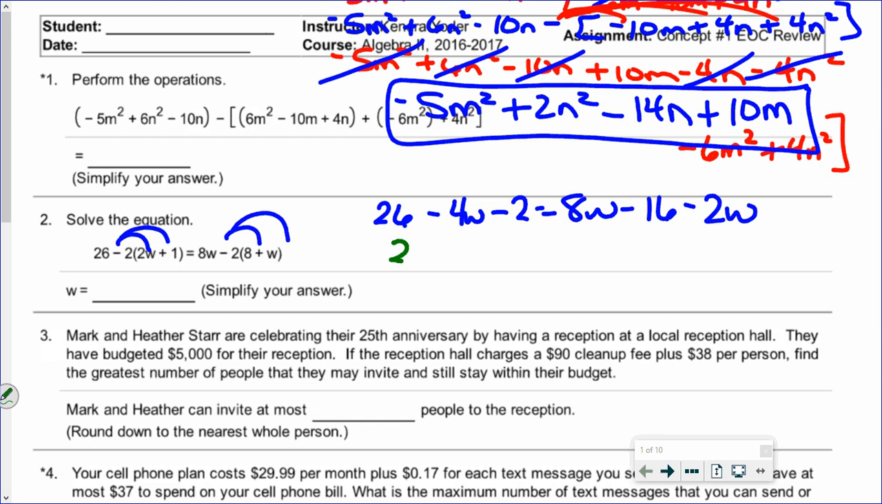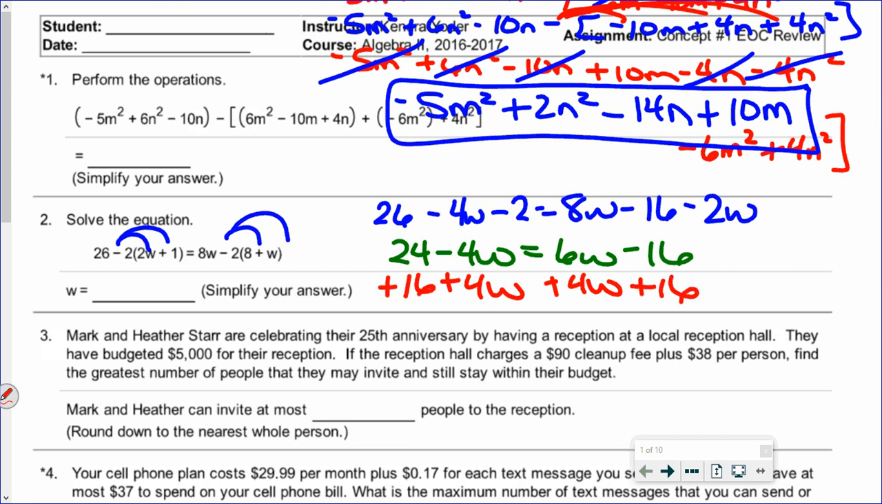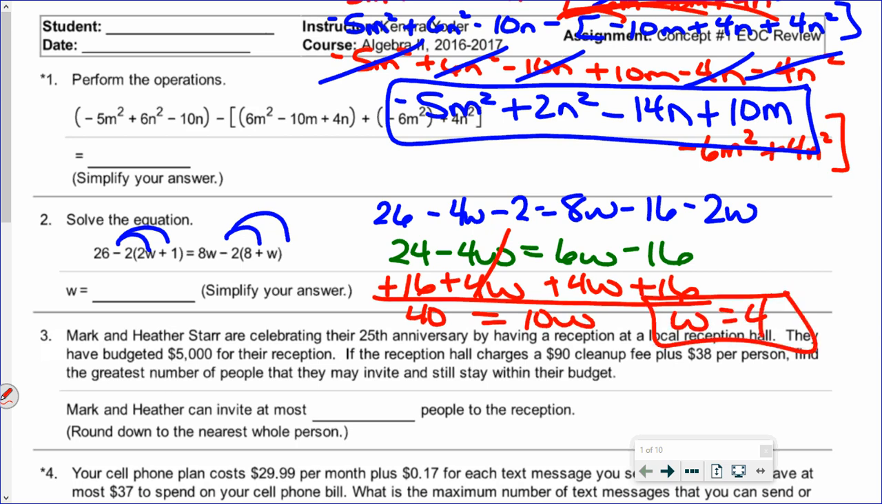26 take away 2 is 24. 8w minus 2w is going to be 6w. Then you can go from side to side. Do we all understand that? We're adding the 4w first, and then adding the 16. So that's going to give you 40 is equal to 10w, so w is equal to 4. Do we understand that, yes or no?